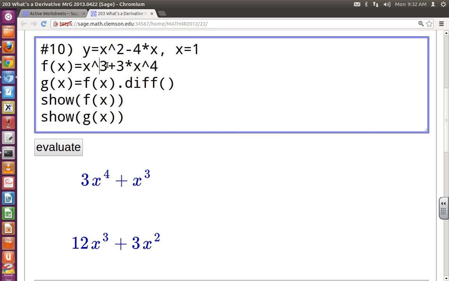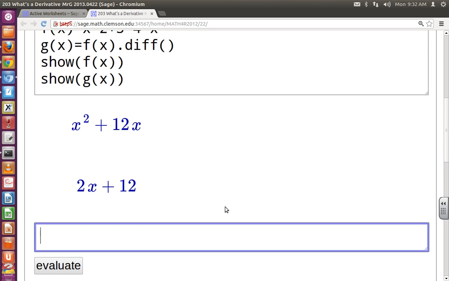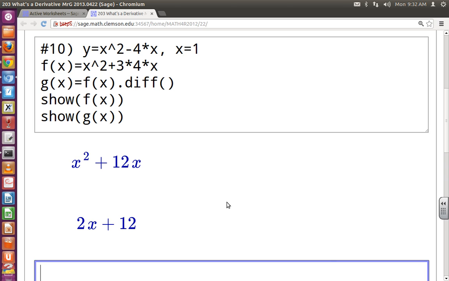All right, let's go back to the question that they gave us. What was it now? It was x squared minus 4x, right? Let's not get crazy. So it's x squared minus 4x, and we got 2x plus 12. All right, now, how do you get the slope of the tangent? How do you get the equation of the tangent line?